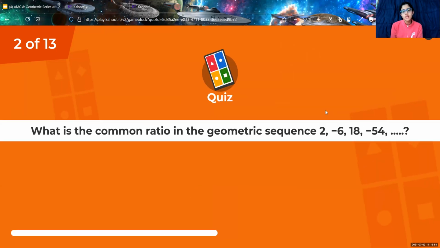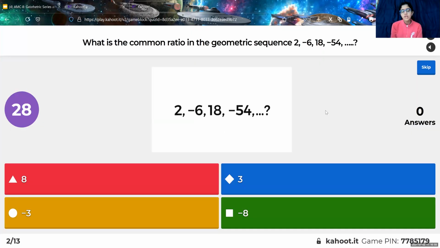Okay, so what is the common ratio of the geometric sequence 2, -6, 18, -54? So basically, what do you multiply 2 by to get -6?